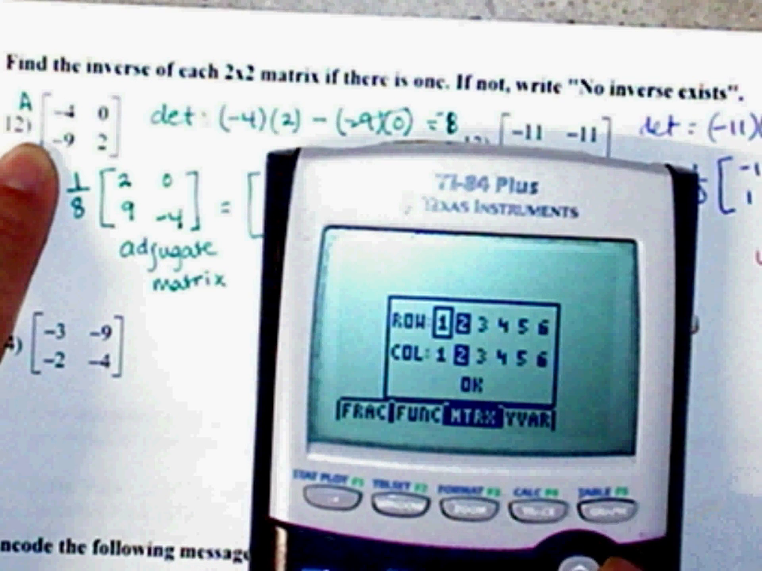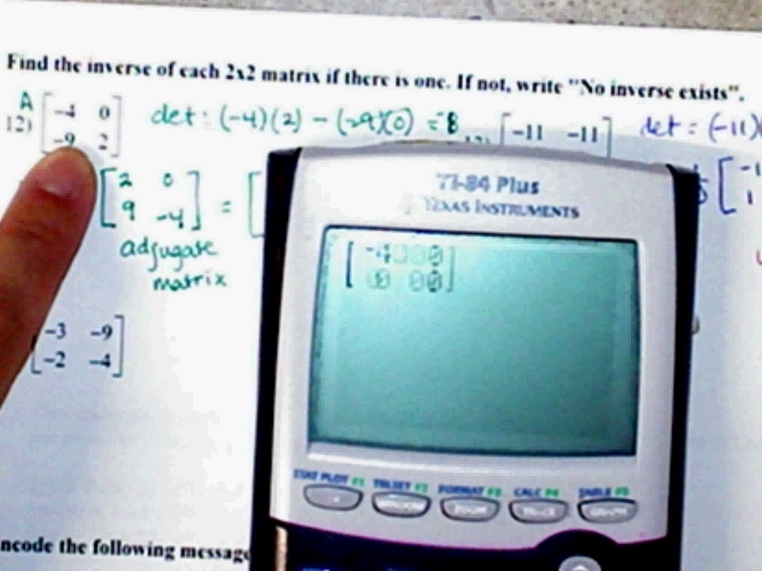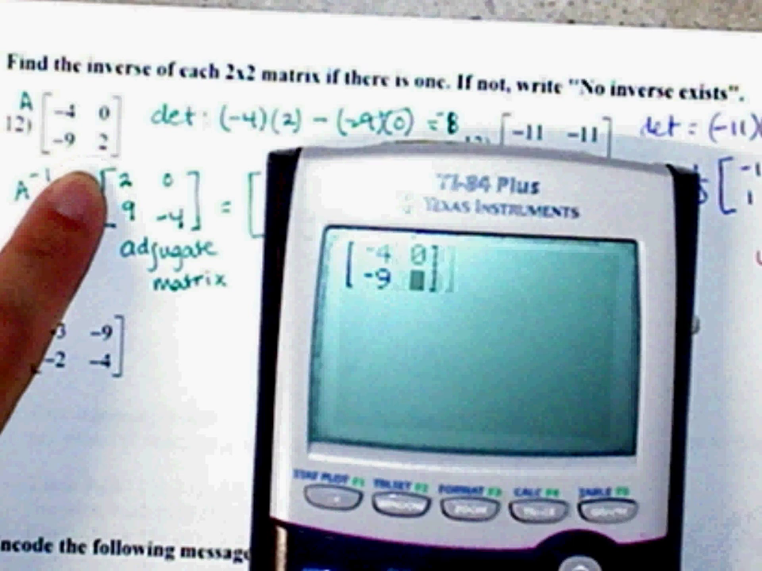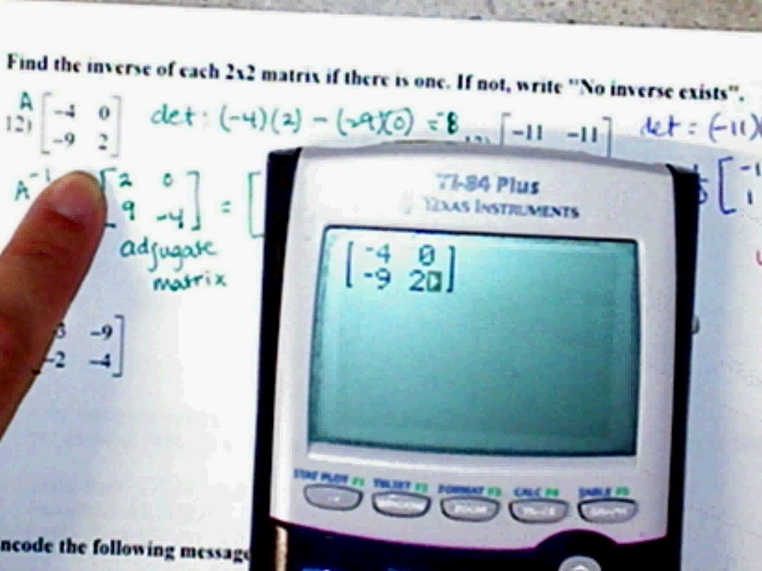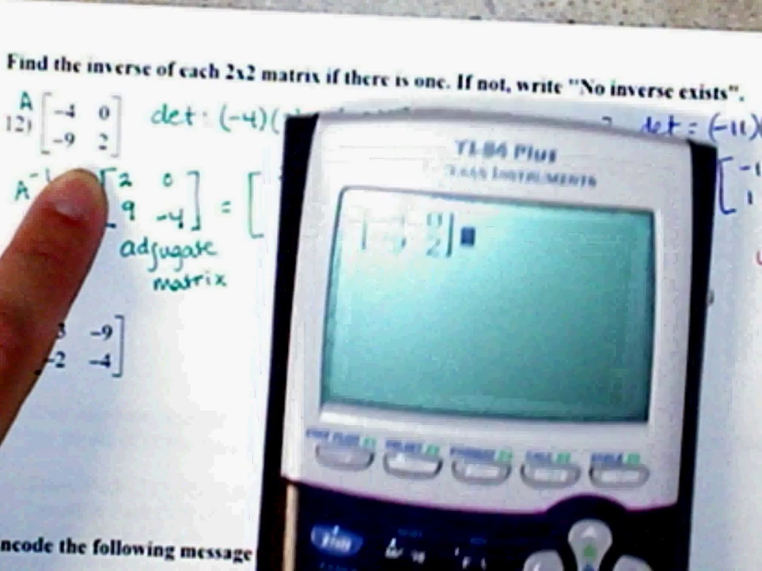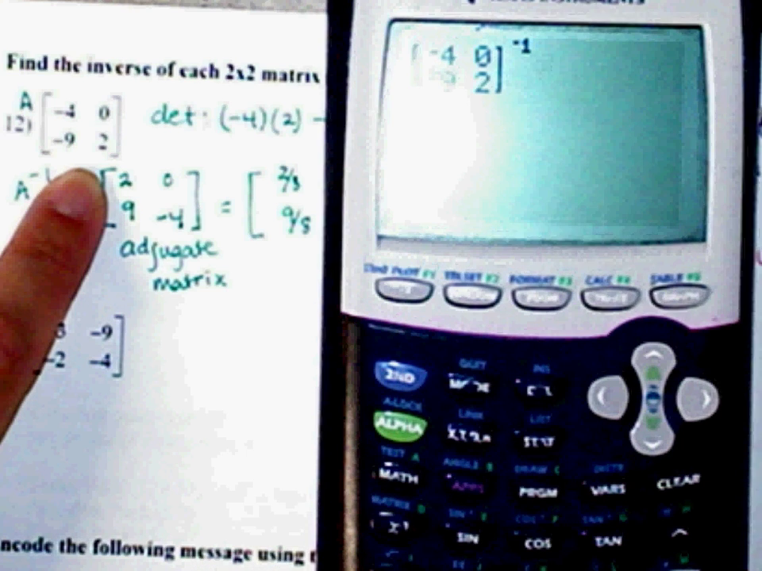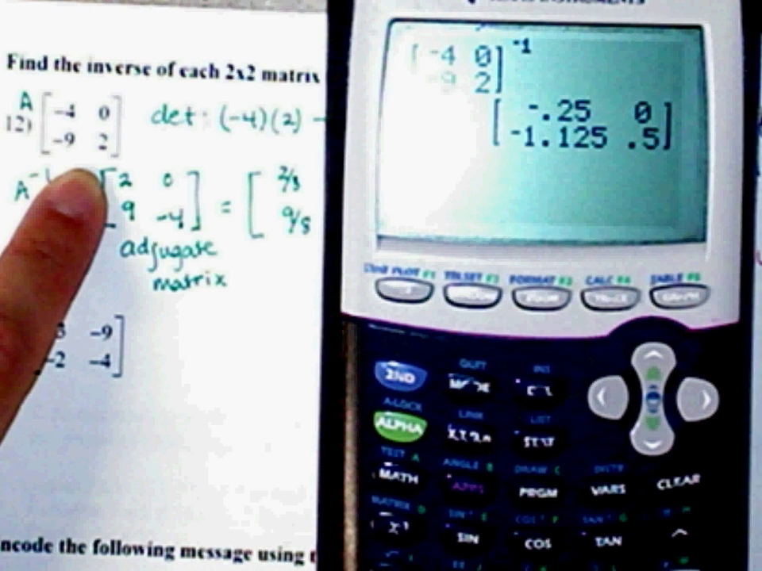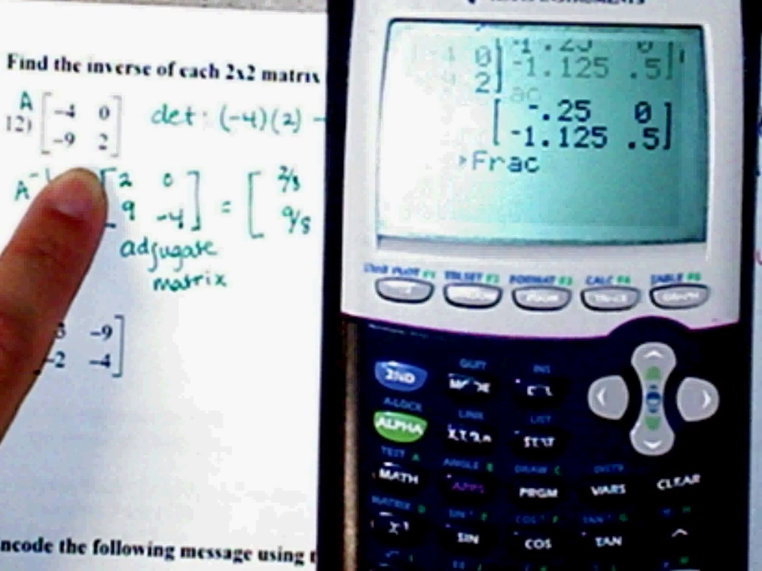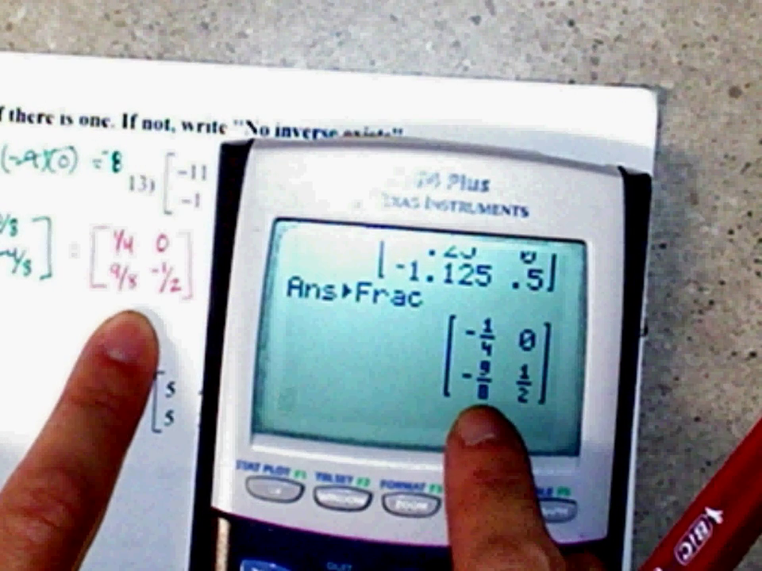And I'm going to have a 2 by 2, okay? Enter. So negative 4, right click to 0. Right click, negative 9, right click 2. Now if your calculator does not do the right click, then you can push enter. And the inverse button is right here. See the negative 1? Okay, that tells you you're going to find that inverse. It's going to give you decimals, but I would like fractions, so convert that to a fraction. Notice how the answers are exactly the same, okay?